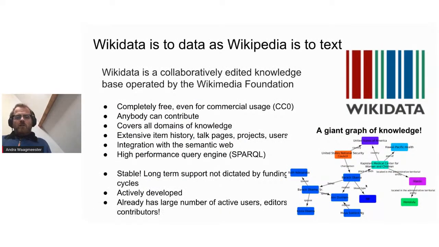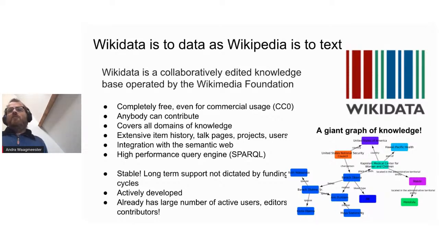So when Wikidata came up in 2013, the Gene Wiki project jumped on that opportunity, because instead of feeding life science knowledge to Wikipedia, we were now able to feed that information to Wikidata. Wikidata is similar to Wikipedia in the sense that what Wikipedia is to text, Wikidata is to data. It is a collaboratively edited knowledge base, and it's operated by the same Wikimedia Foundation that runs Wikipedia.